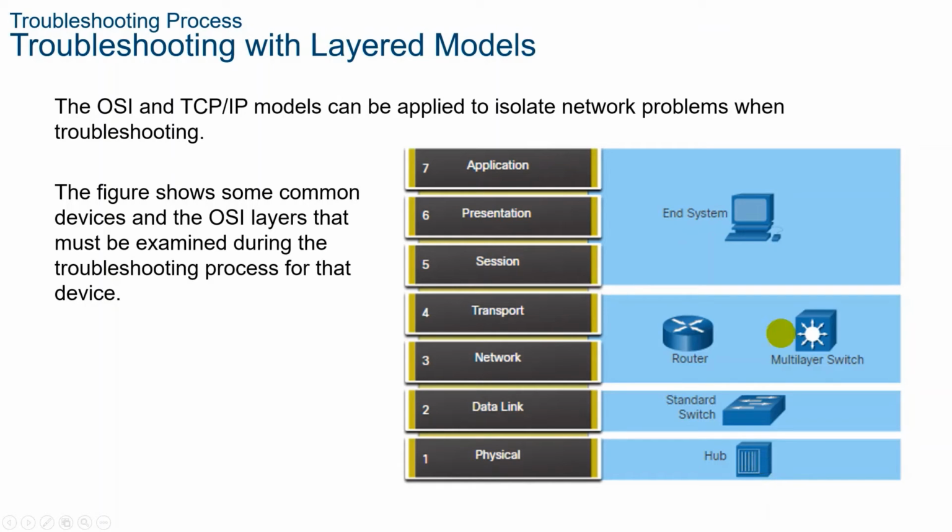So notice that routers and multi-layer switches are shown at layer 4, the transport layer. Although routers and multi-layer switches usually make forwarding decisions at layer 3, ACLs on these devices can be used to make filtering decisions using layer 4 information. Right? So that's why these two here are within the network and transport layer.